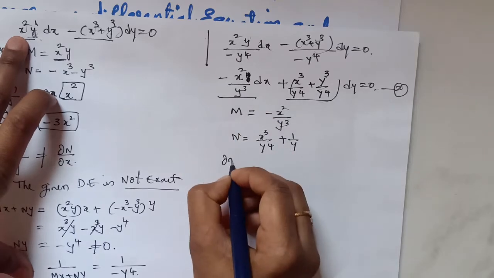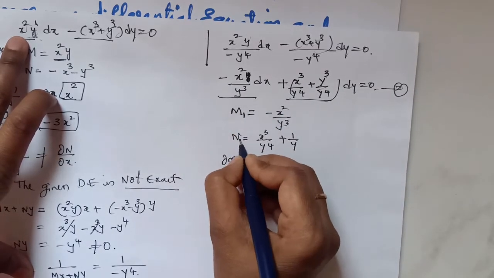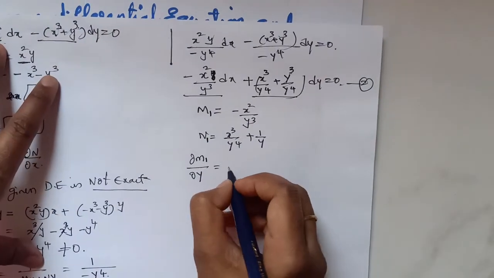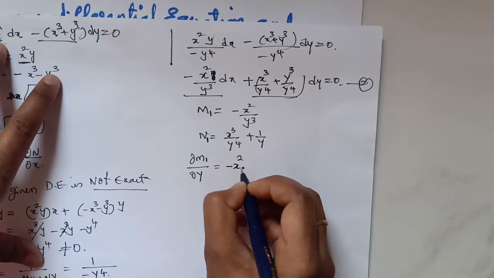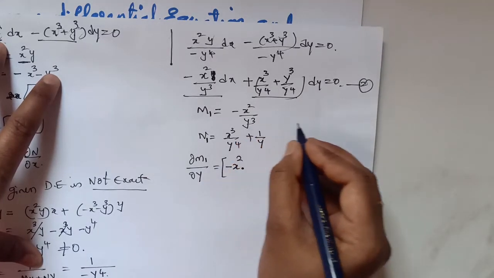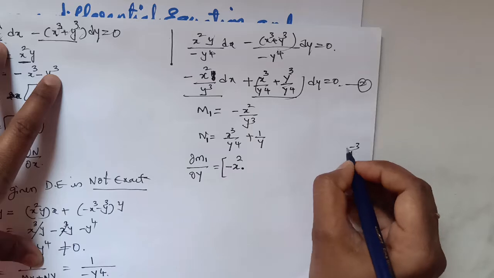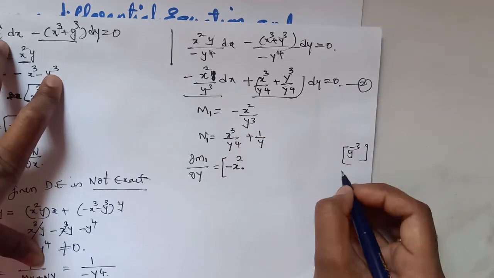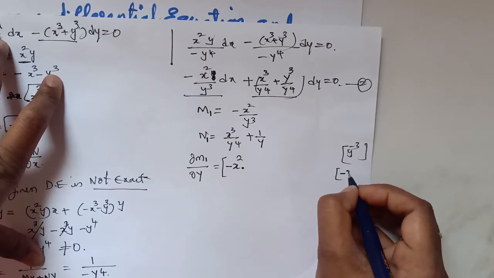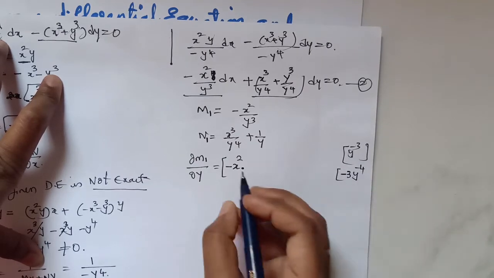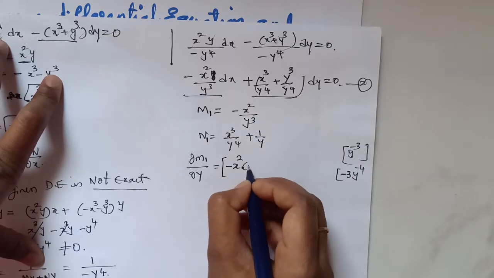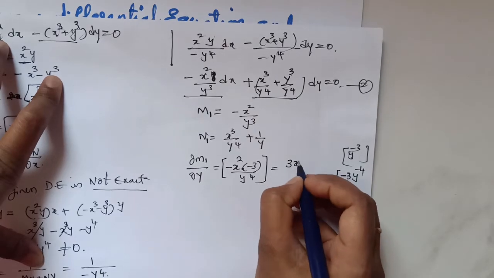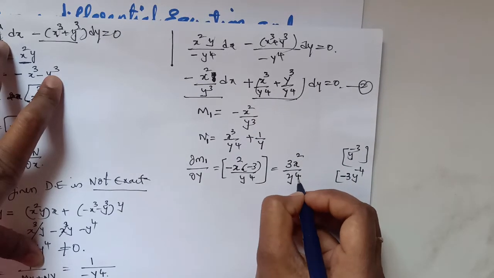Now find out dou m1 by dou y, where this is m1 and this is n1. Minus x square is a constant term. So y cube can be written as y power minus 3. It is in the form of y power n, whose differentiation is n into y power minus 4, that is minus 3 by y power 4. So this is equal to minus of minus plus 3x square by y power 4.